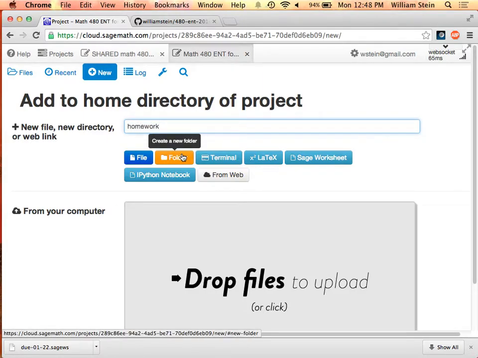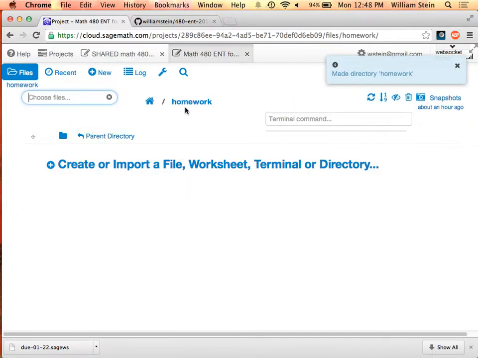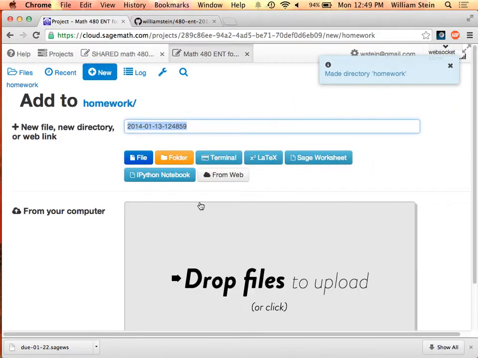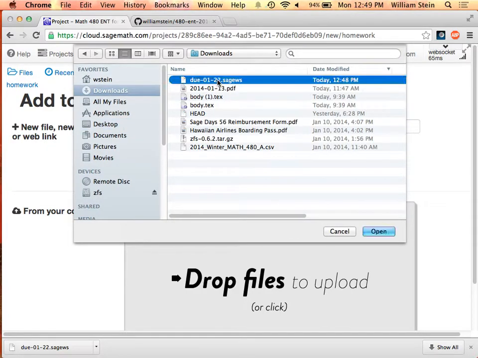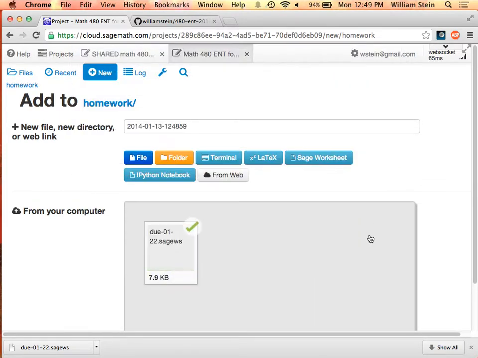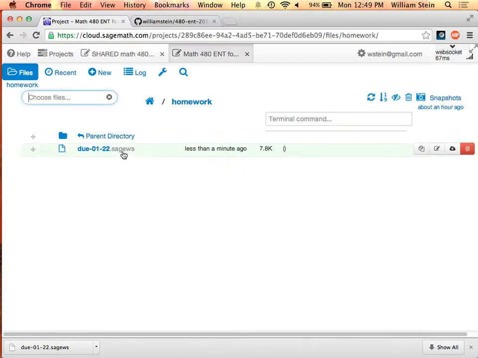And what that will do is create a new folder called homework. Here it is. And then you can click on new again and upload the file that I just downloaded, which is in my downloads directory. There it is. And see, it appears here with a little check once it's uploaded. And now if you click files, you'll see that that file's there.